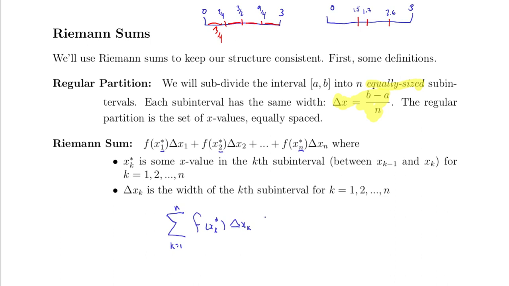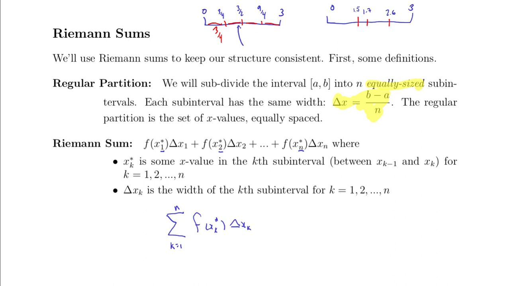This is really helpful to do when you have a lot of things that you're adding up and they all have the same form. That way you don't have to write out a whole bunch of them. But anyways, here are what all these pieces are. X sub k star is just some x value in the kth subinterval between x sub k minus 1 and x sub k. Okay, what does that actually mean? What that means is x sub k star is any x value in some subinterval between these two values.